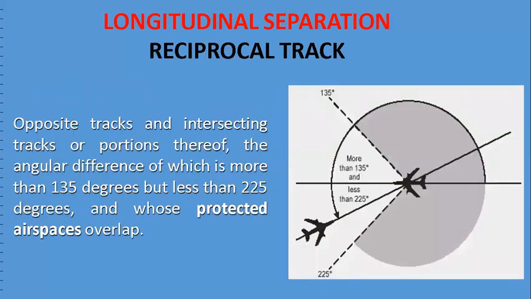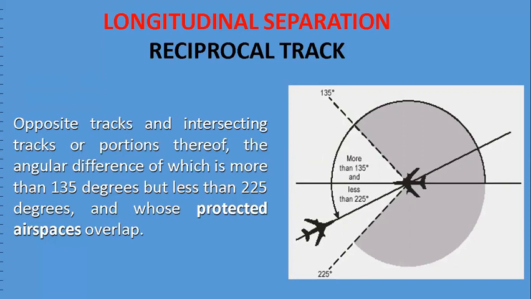Reciprocal track is the opposite of what we have discussed. Same track is following the same direction, so here it will be the opposite direction. The first aircraft is at our star position, the center position, and the second aircraft is approaching from the opposite direction. The track difference is from 135 to 225, and here also the protected airspace of both aircraft will overlap.